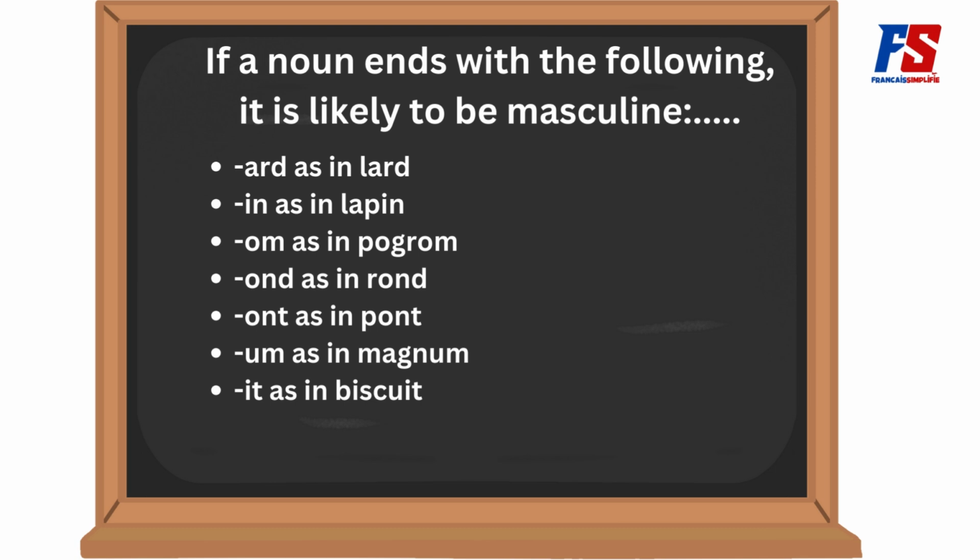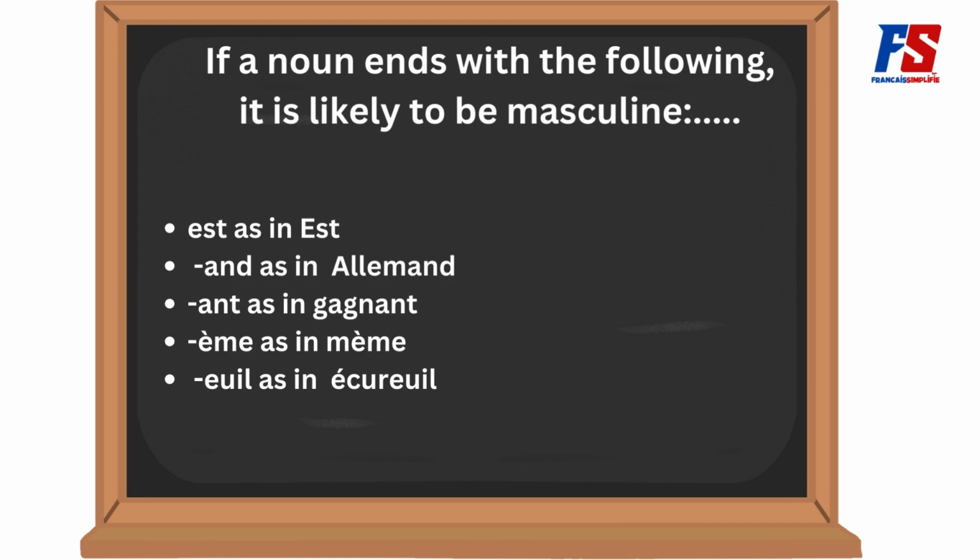UM as in magnum, IT as in biscuit, EST as in est, AND as in gand, ANT as in gagnant, EME as in même, EUIL as in écureuil.